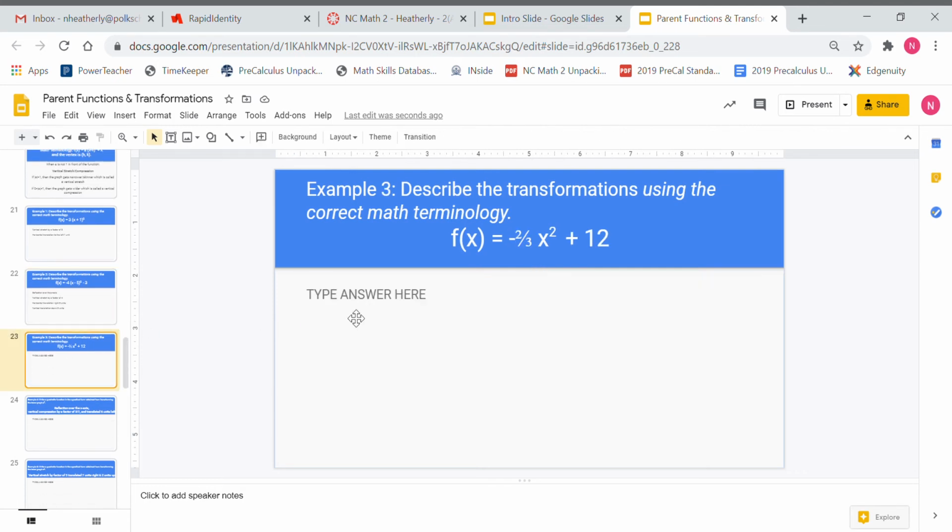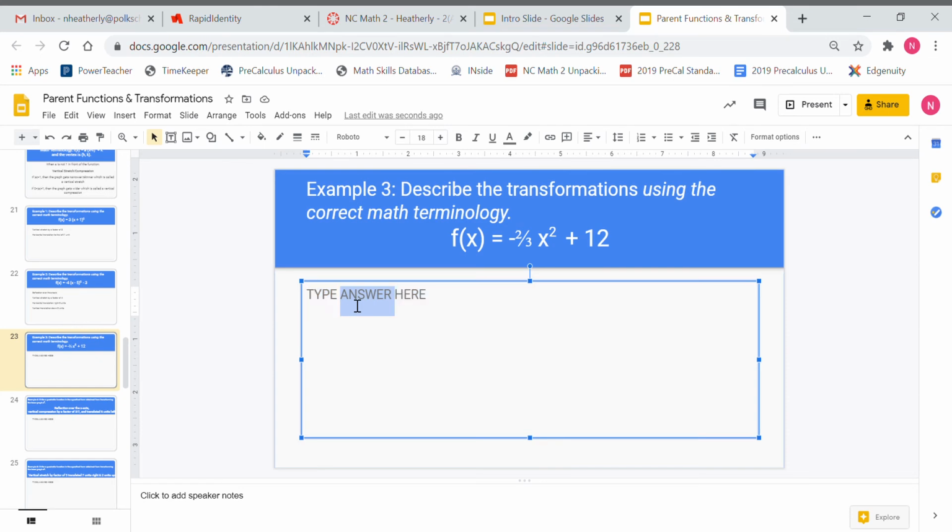If we look at the next one, we've got a negative in front. We've got a 2/3 in front. So that's all dealing with our a value. We've got an x squared, no parentheses, so there's no horizontal movement. And then we've got a plus 12 at the end of our function, so we do have a vertical movement. First things first, we've got a reflection over the x-axis. Then we've got a vertical compression.